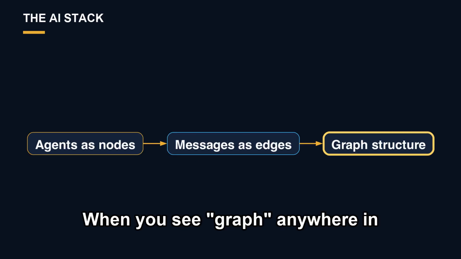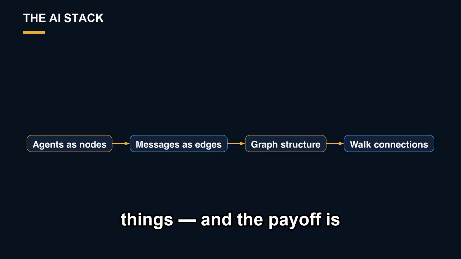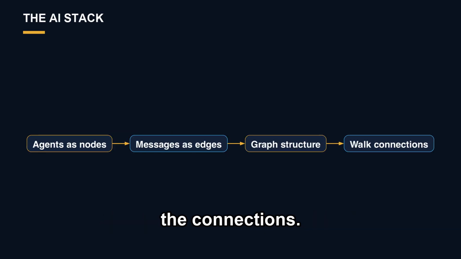When you see graph anywhere in AI, it is the same picture: things, and the connections between things, and the payoff is always the same. You can walk the connections.